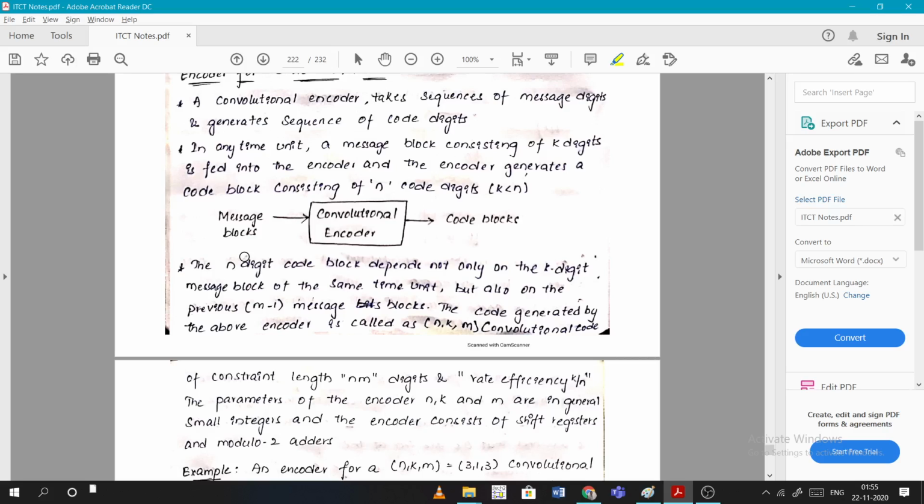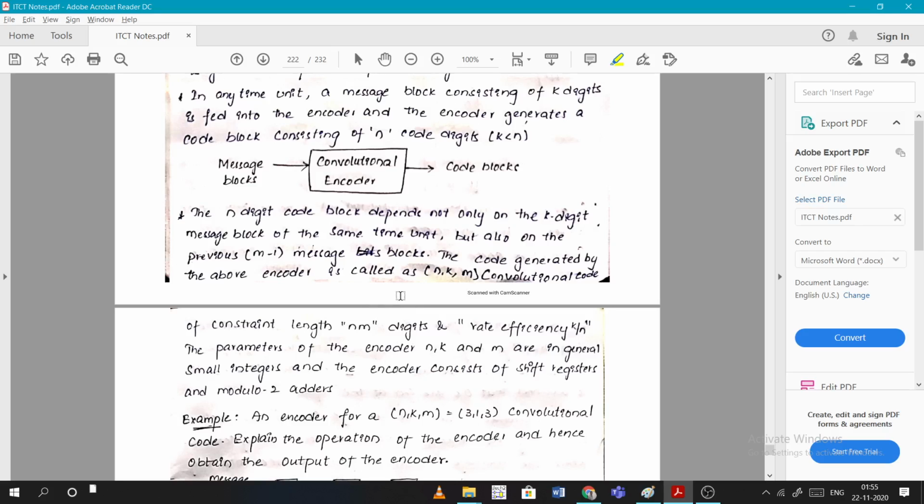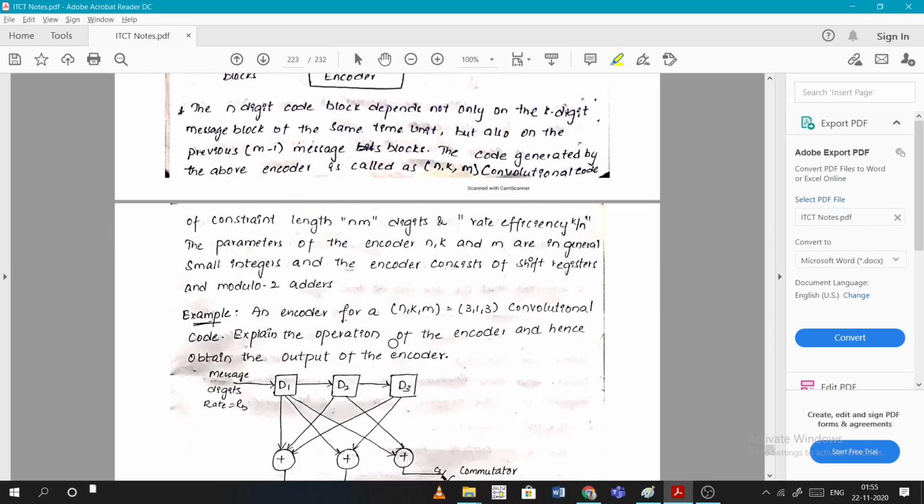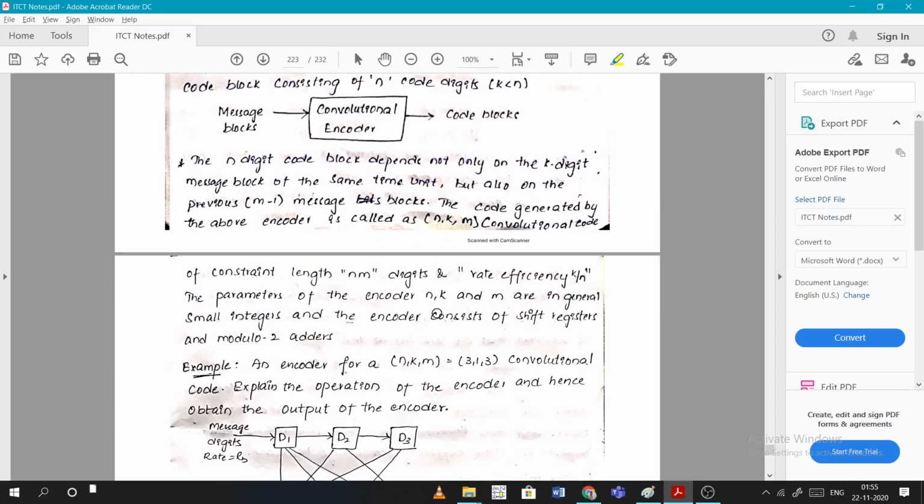We'll get a better understanding of what n, k, and m are as we proceed forward. Here n and k are the message block sizes. We'll see what n, what k, and what m are in the continuation of the session.